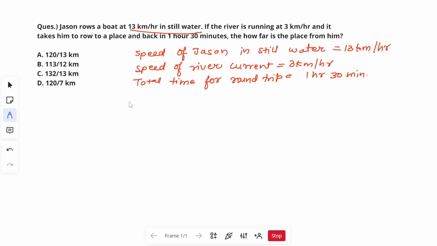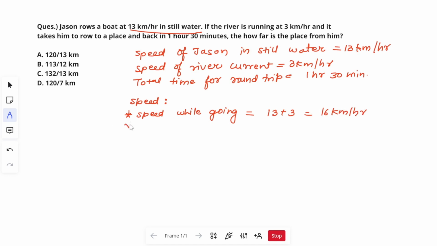place is from him. Okay, so see, first of all, based on this data, there are two speeds that we can deduce. What are the two speeds? First speed is the speed while going, which is also called downstream. So that is how much? 13 plus 3 kilometers, which is going to be 16 kilometers per hour.